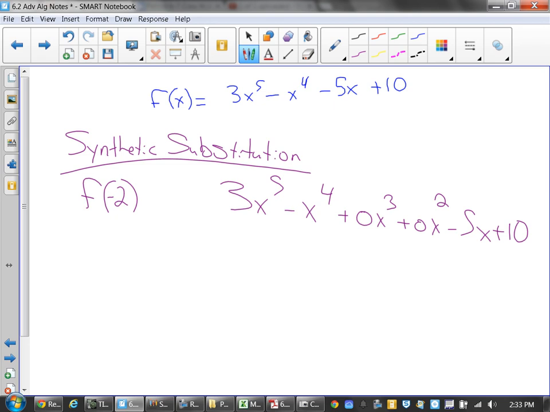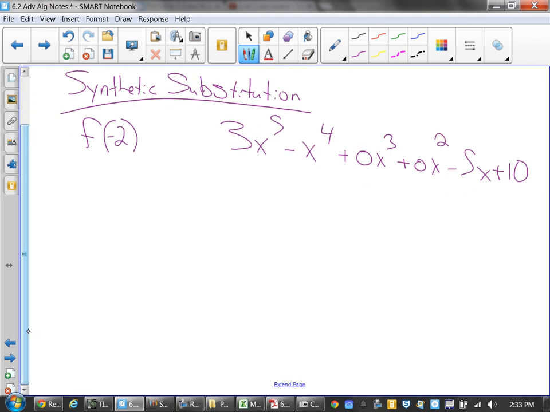Here's what you do. First thing you do is make a little box like that, half a box. Now, pull out the coefficients: 3, -1, 0, 0, -5, and 10. All I do is pull the coefficients off of polynomials using zeros for my placeholders.